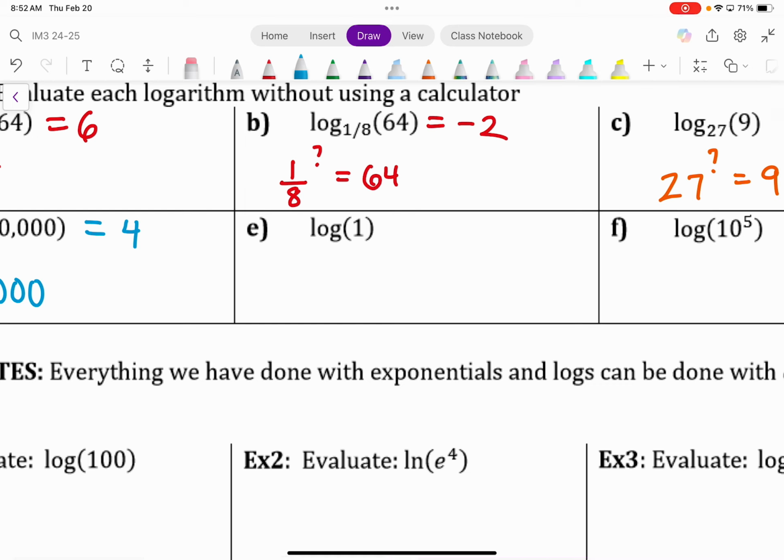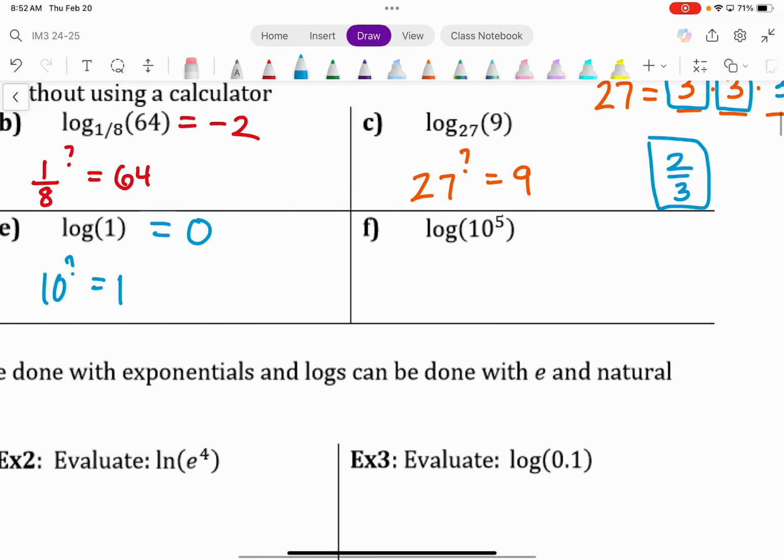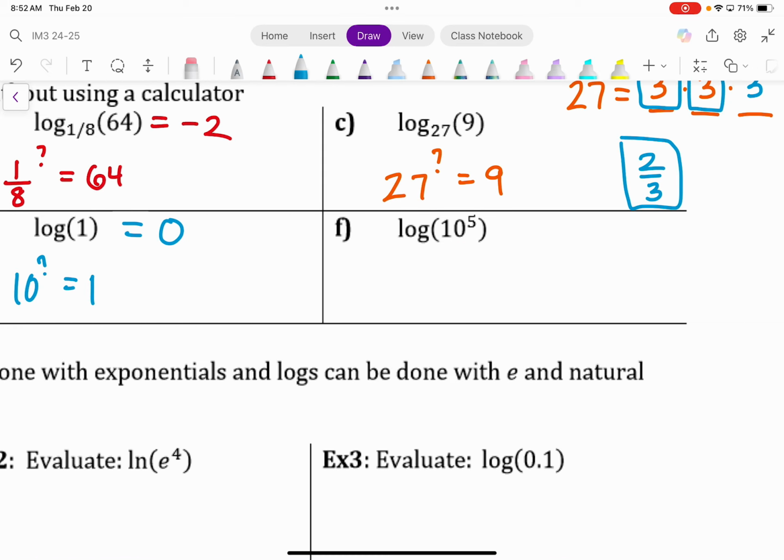Lastly, log base 10 of 1. So 10 to the what power gives you 1? Anything to what power gives you 1? 0. And finally, log base 10 of 10 to the 5th. So 10 to the power of what would give you 10 to the 5th? What do I need to turn that question mark into to get a true statement? The same thing on both sides. I would need to turn that into a 5. 10 to the 5th equals 10 to the 5th. So in this case, we have 5 as our exponent.